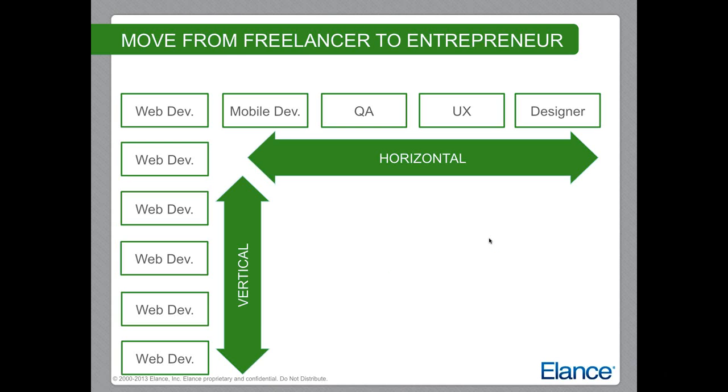One of the tips that we look at, and one of the things that we see, is that freelancers go either vertical or horizontal. Let's say you are a web developer. You can choose to build up a team of other web developers, or you can take the horizontal perspective and hire skills that complement you. For example, a mobile developer, a QA resource, a UX designer, or a web designer.